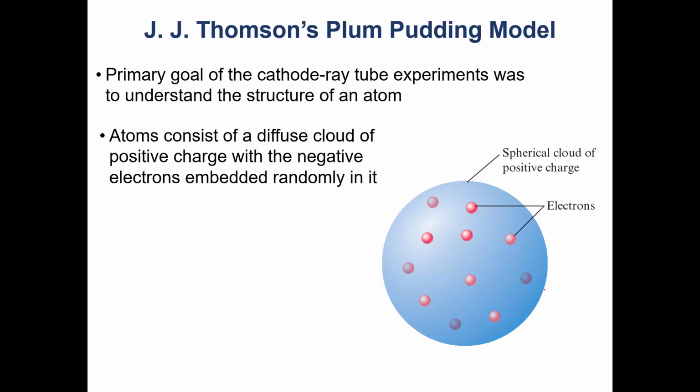So we're going to find out exactly why that doesn't really work. But we call this plum pudding because it looks a little bit like what plum pudding is, where you would have the pudding with little plums scattered throughout it. So the electrons are kind of scattered like plums would be.